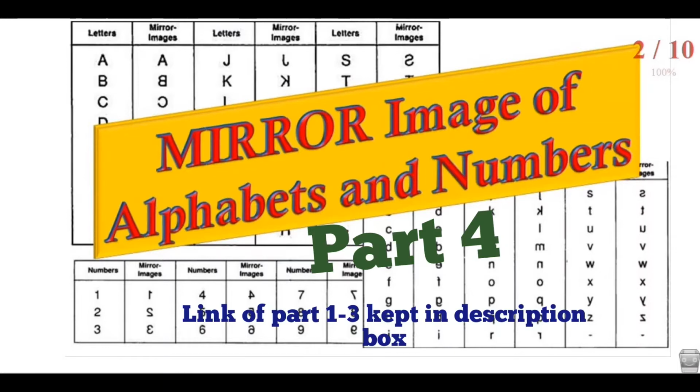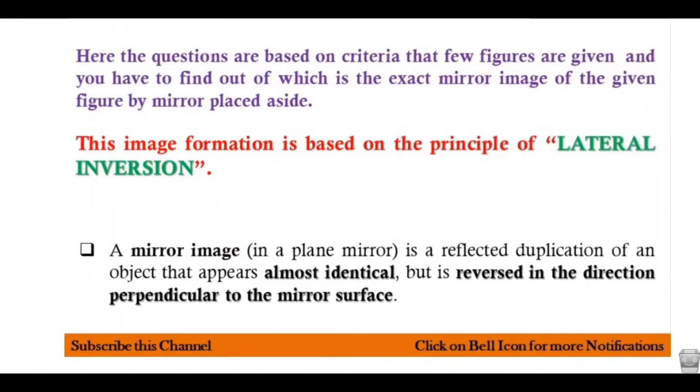There you can see the alphabets and numbers combined, and we are going to see how the shortcut trick, based on that, we can solve them in this lecture. So watch the full video, you will understand how we get the mirror image of alphabets and numbers which are combined.